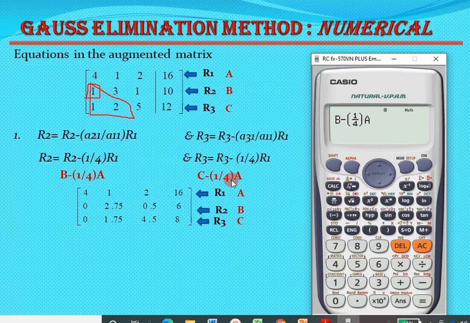Then this second equation we are going to write in the same line. So we have to write this colon symbol. So press alpha colon, then alpha C minus in bracket 1 by 4 bracket complete into A. So write alpha A. And then we have to press this CALC button.